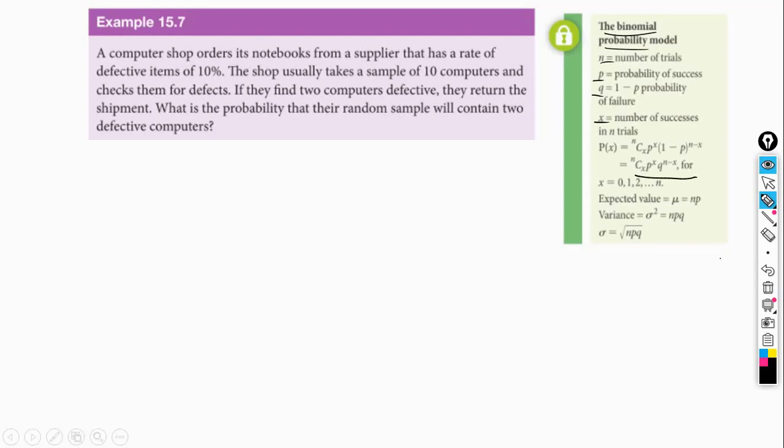But what I want you to notice here is that you can get the expected value mu as being equal to N times P, or number of trials times the probability of success. So that would give you the expected value or the population mean. Now the variance is N times P times Q. So number of trials times probability of success times probability of failure, and the square root of that is obviously going to be the standard deviation.